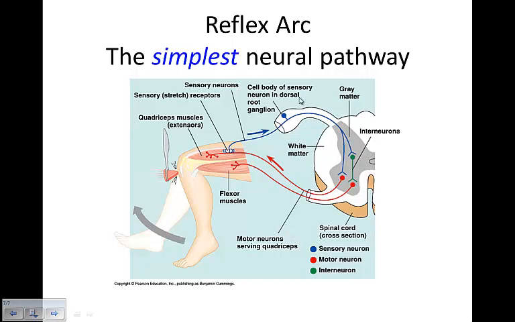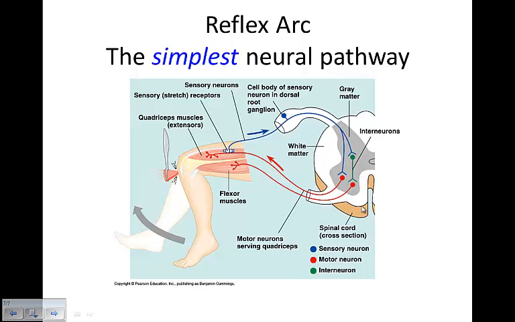All right, so now the reflex arc, this is the simplest neural pathway. You have a stimulus, energy that is detected by some sort of sensory neuron, and that carries the energy signal up to the spinal cord. It's like when they're checking your reflexes, so they hit your knee, the sensory neuron detects it, and it sends it up into the spinal cord.